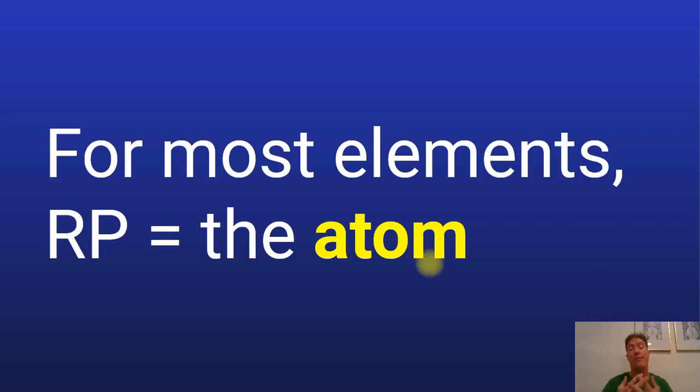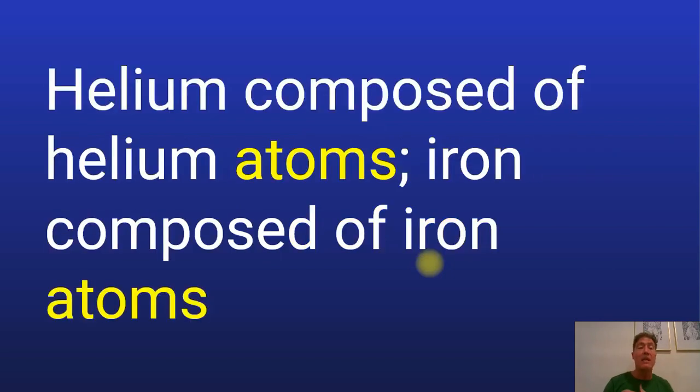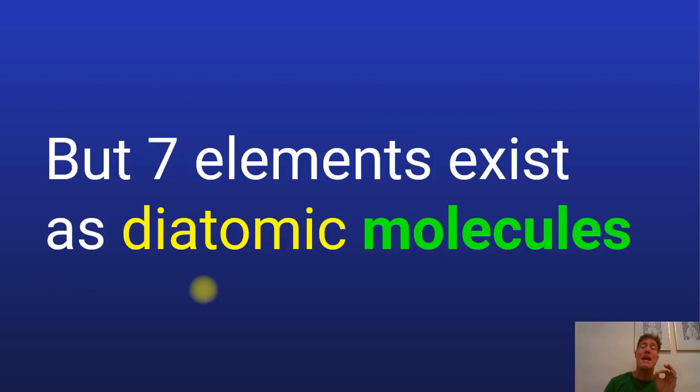If I talk about silicon, I'm going to be talking about atoms of silicon. Helium is composed of helium atoms, so that's what we'll count. Iron is composed of iron atoms, so that's what we'll count. So it seems like we could just say, well, we'll count all elements in terms of their atoms, except there's a tiny complication. 7 elements don't exist as monoatomic, as single atoms.